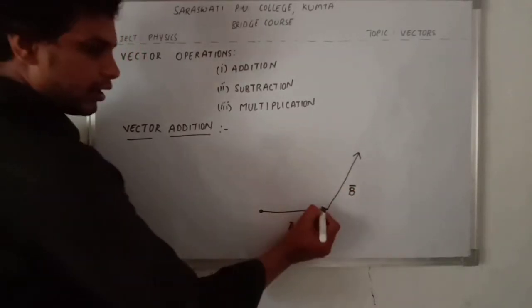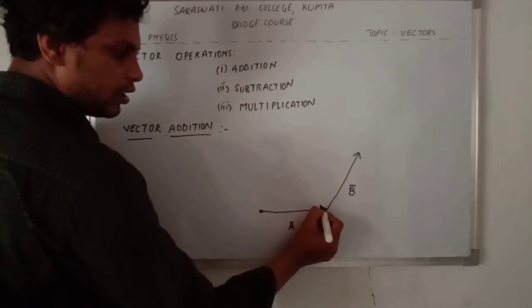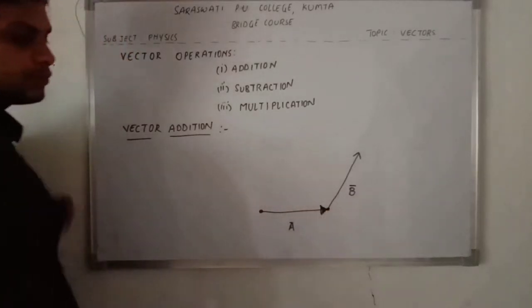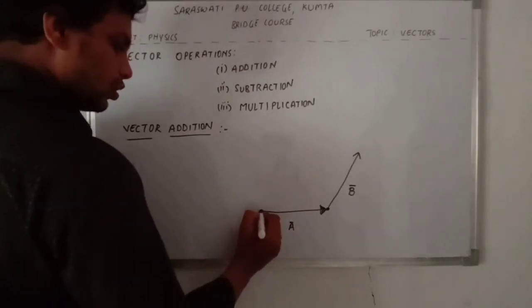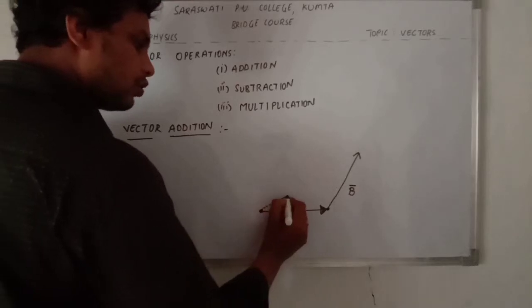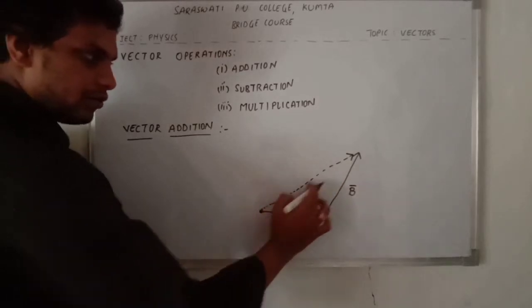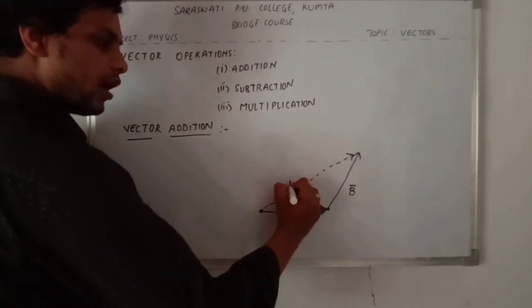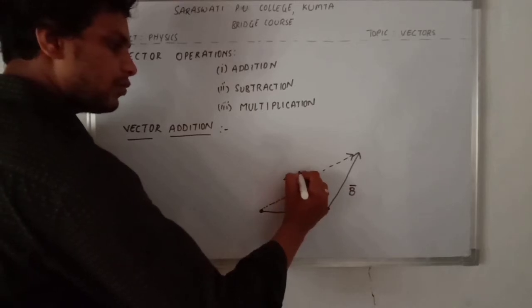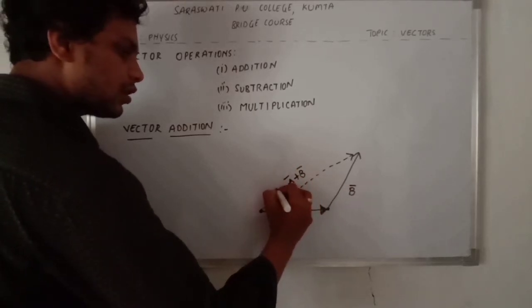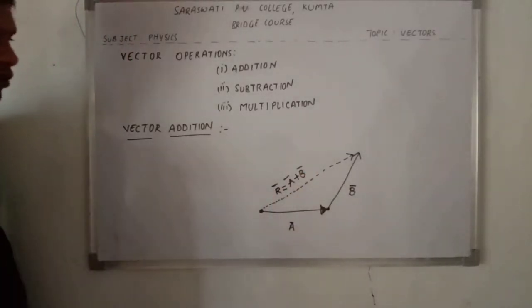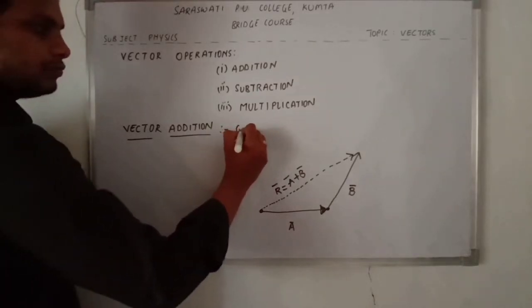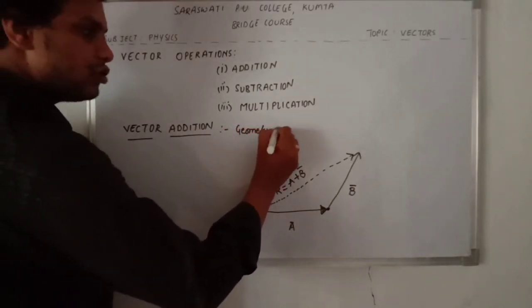Now remember, in vector addition, the head of one vector is in contact with the tail of another vector. Now join the tail of the first vector to the head of the second vector. This closing side gives the addition of vectors, that is A bar plus B bar, which is represented with the letter R bar. Now this is vector addition in geometric form.